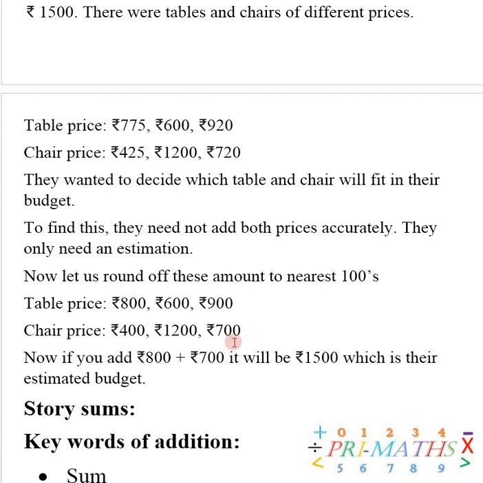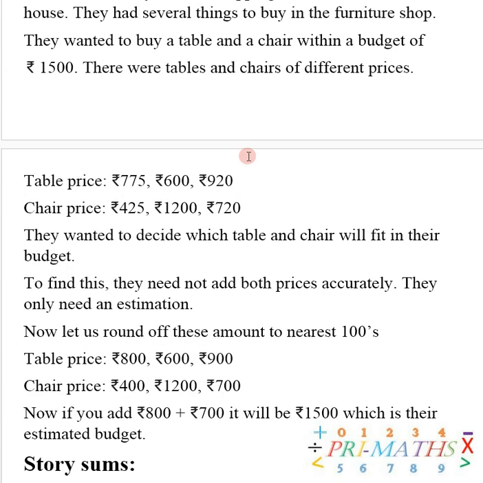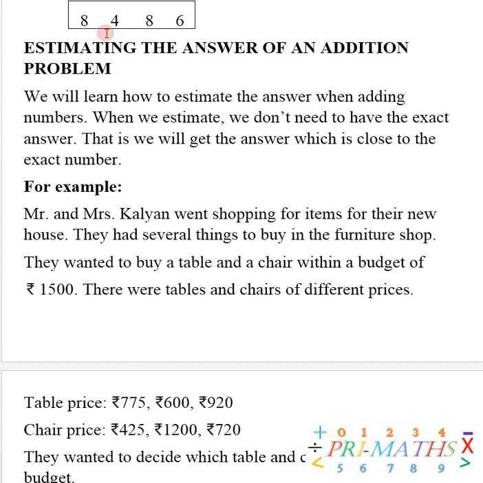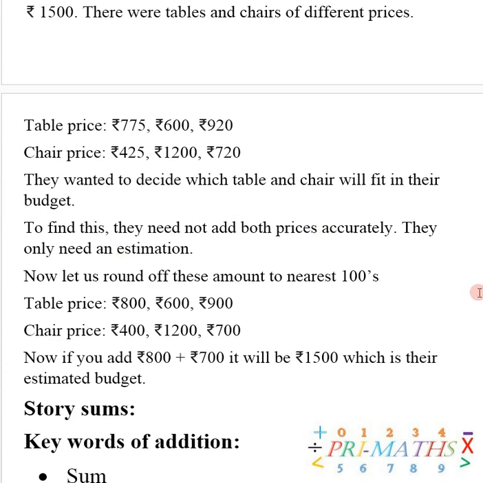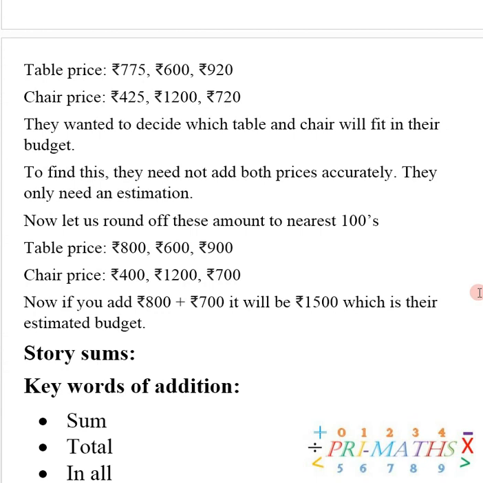So now what we are going to do is, if you add 800 plus 700, it will be 1500, which is their estimated budget. So they can buy a table of price 775 and a chair of price 720, which will be in their budget. Hope you understood rounding off or estimating the answer of an addition problem. There's no sum given in this topic in your lesson.